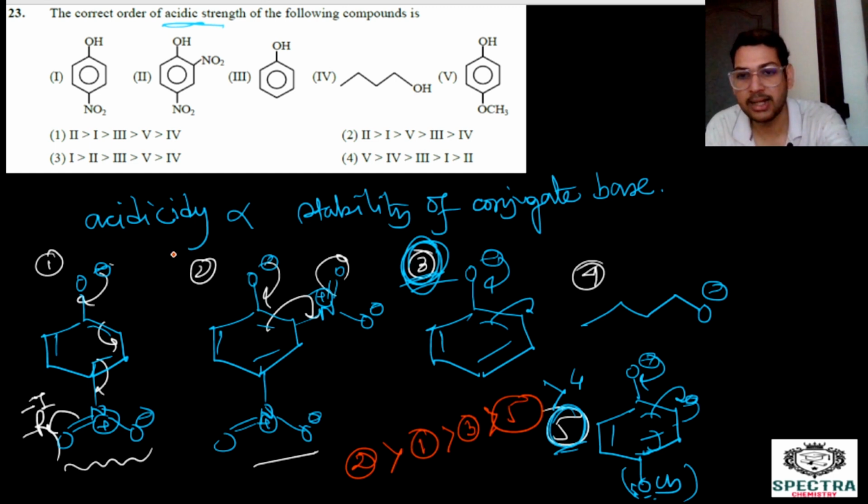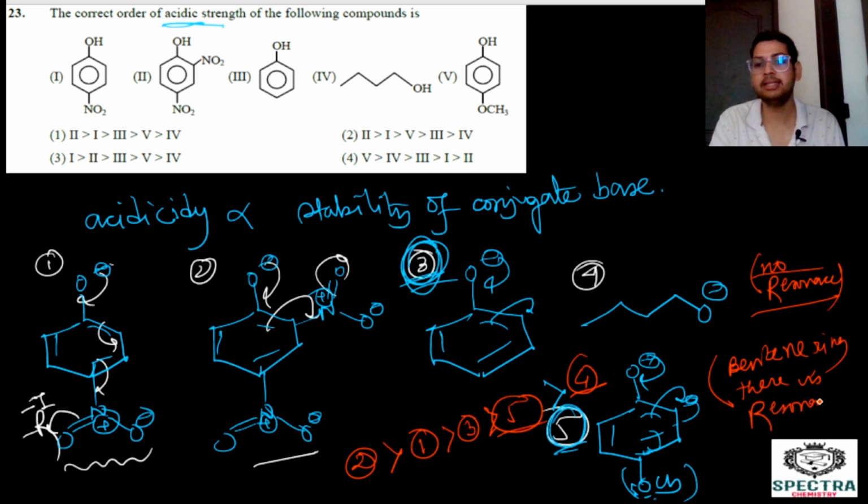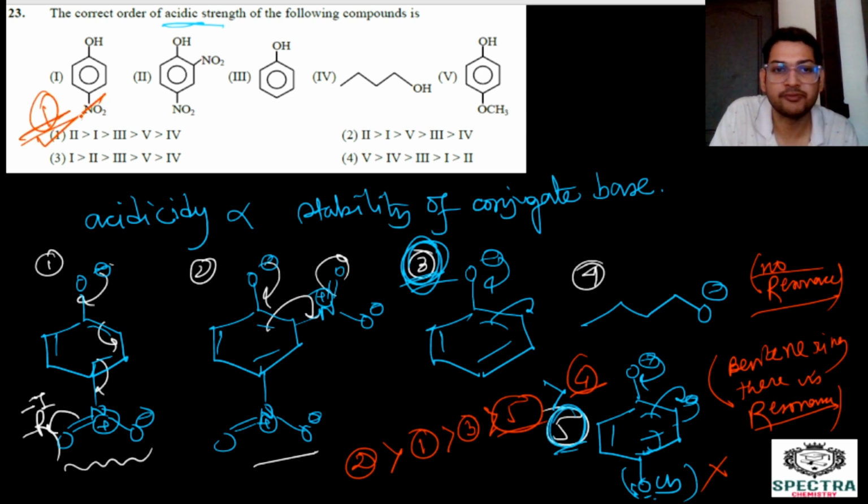Now you can ask, sir, between 4 and 5, why did you choose 4 last? Because in 4 there is no resonance. In 5 there is resonance with the benzene ring. Only the factor is that the OCH3 group is not helping. That is the thing. So 2, 1, 3, 5, 4. Yes sir, option number 1 is matching very beautifully, and that will be your answer.